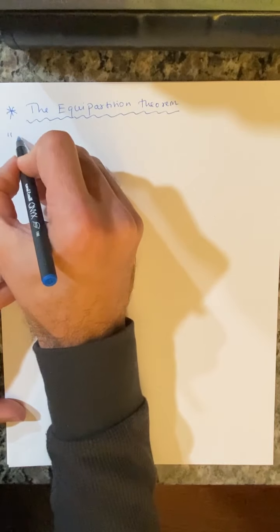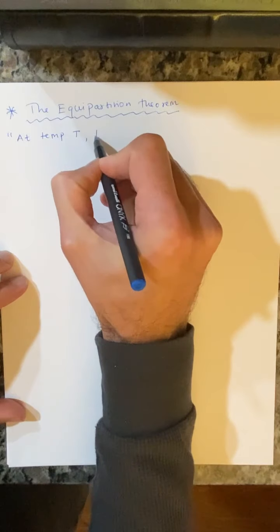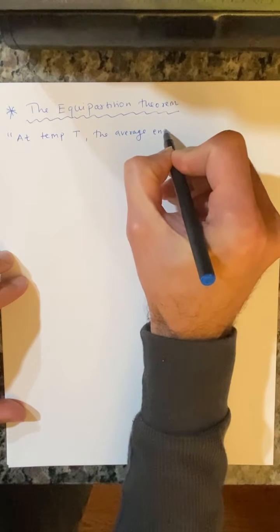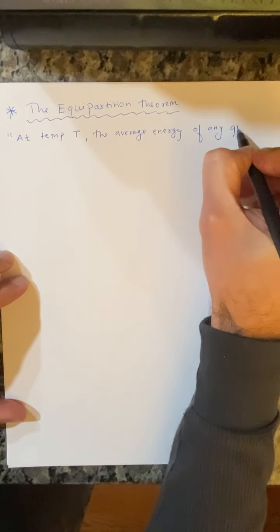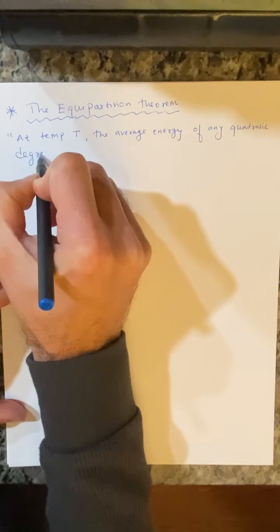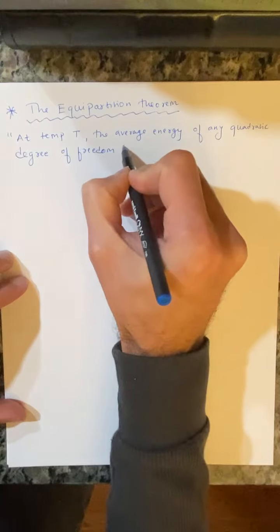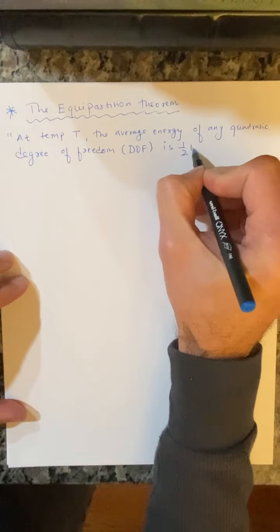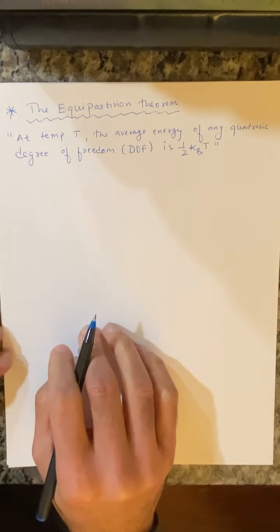What is the equipartition theorem? If you all remember, at temperature T, the average energy of any quadratic degree of freedom, I'm writing this out explicitly so that you will know, DOF, I have used this a lot, is half kBT. This is what the equipartition theorem states.